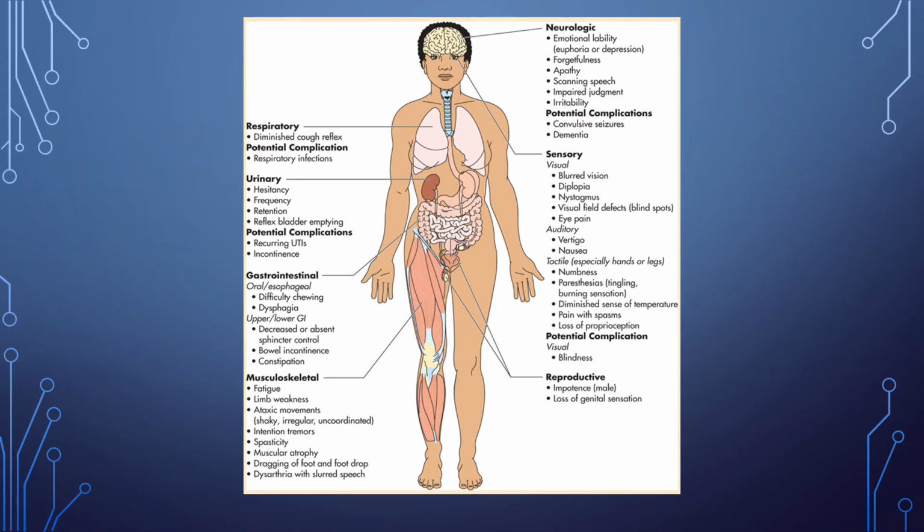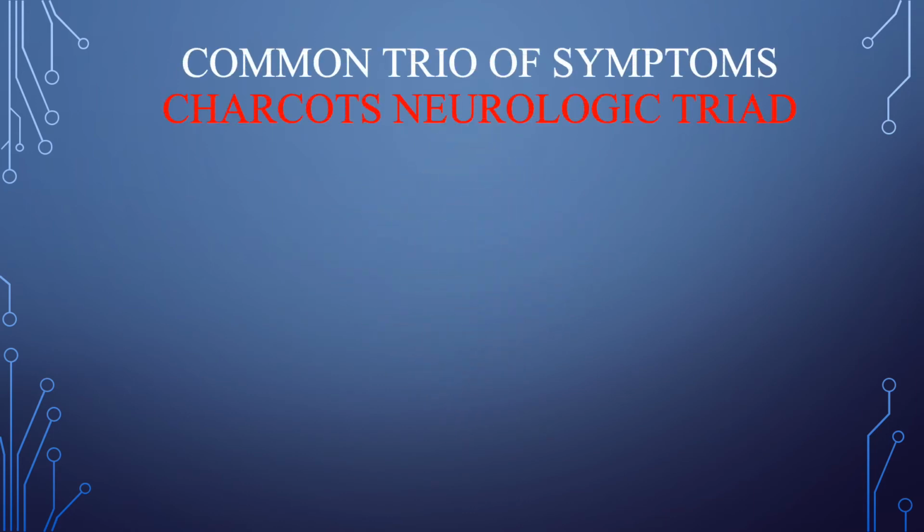These attacks by the immune system cause an array of different symptoms, as shown in the picture displayed, all depending on where these attacks are located. But there are three common symptoms which together are known as Charcot's neurologic triad, which consists of dysarthria, which is having difficult or unclear speech, nystagmus being an involuntary rapid eye movement, and a tremor.